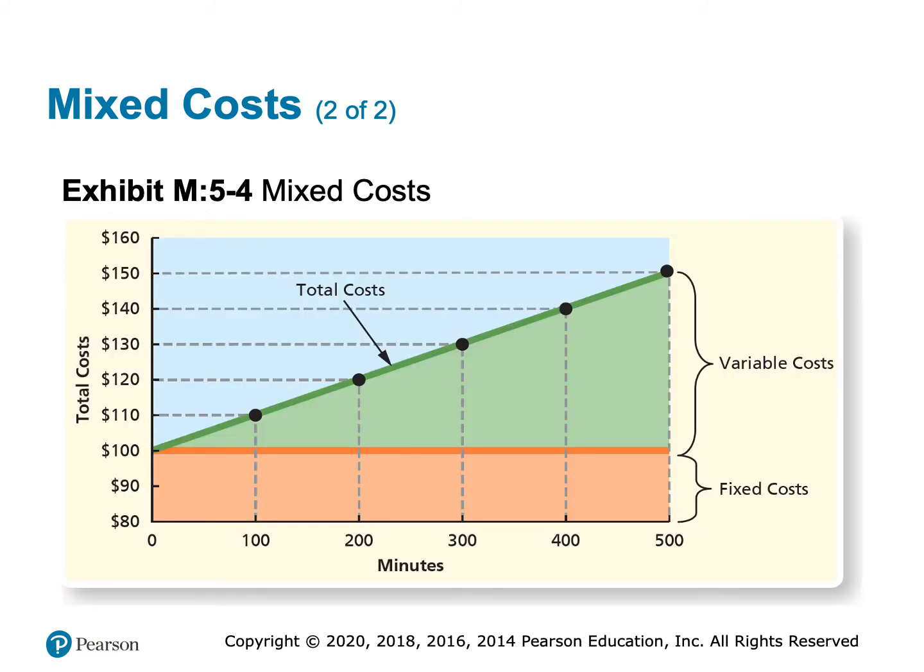Now, if we're going to graph a mixed cost, this is an interesting graph, so I want you to listen to me before you try to draw. Keep in mind we need to label our axes. Our x-axis is always a quantity. In this case, that is the number of minutes, the quantity of minutes. The y-axis is always a dollar amount. In this case, it's total cost.